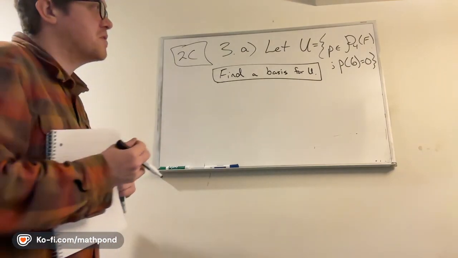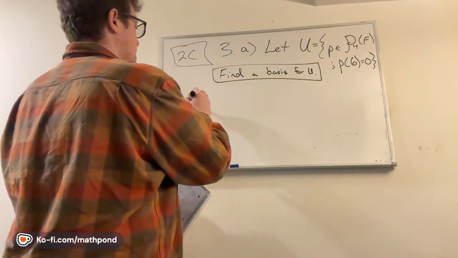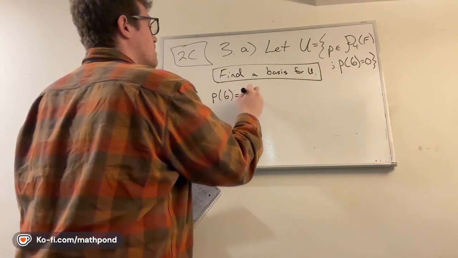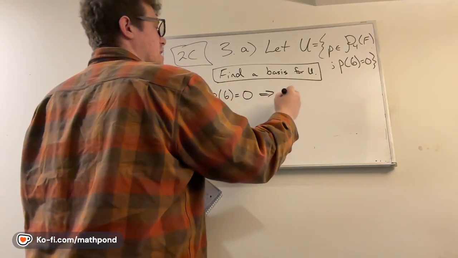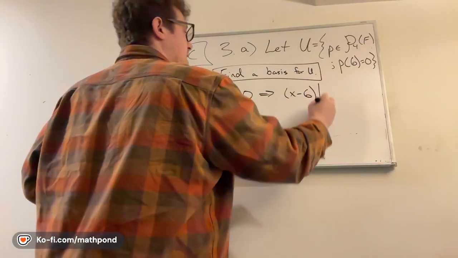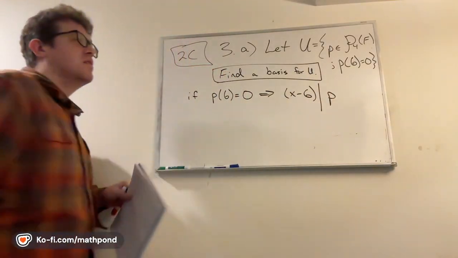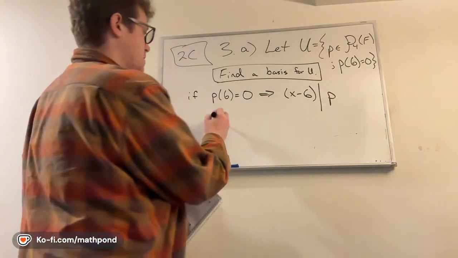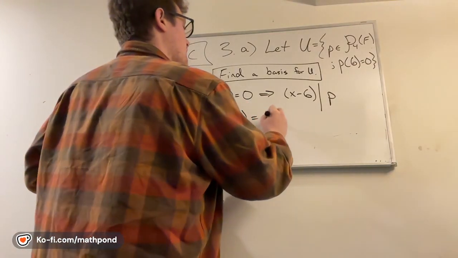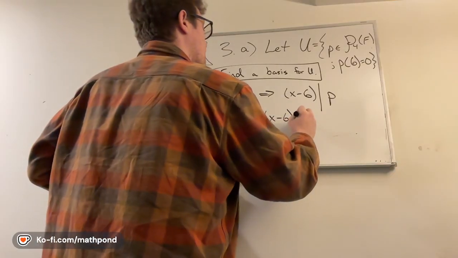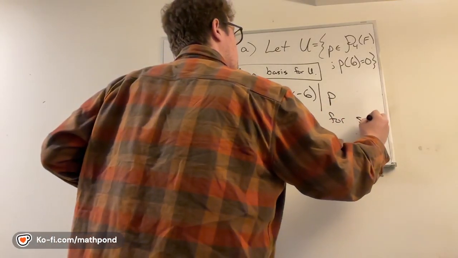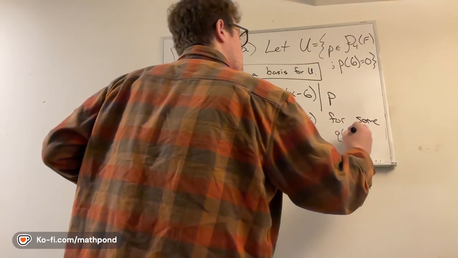So let me just write down what you said. If p(6) equals 0, then that implies that x minus 6 as a polynomial divides p. In other words, p(x) can be written as (x minus 6) times q(x) for some q(x).